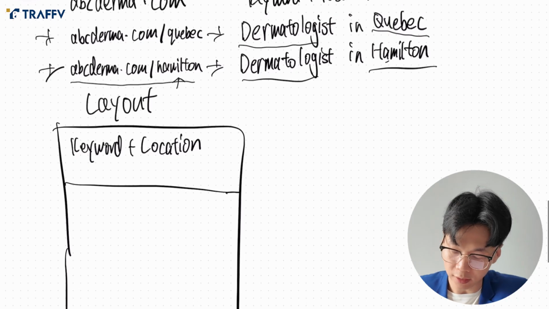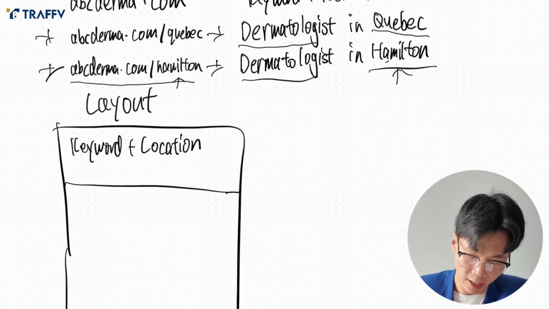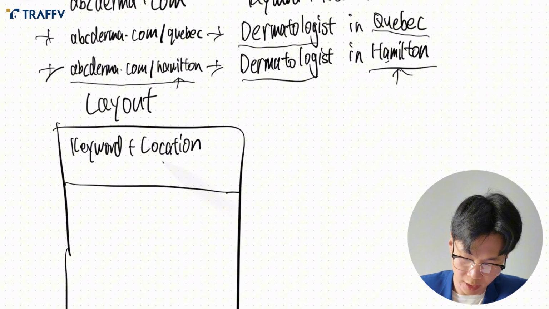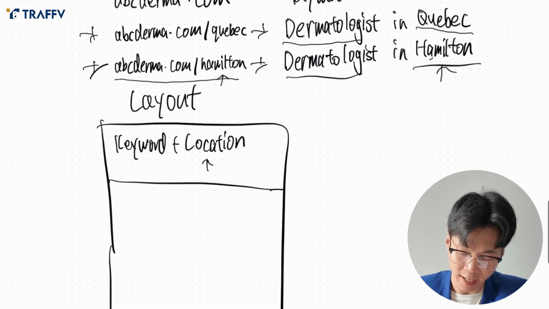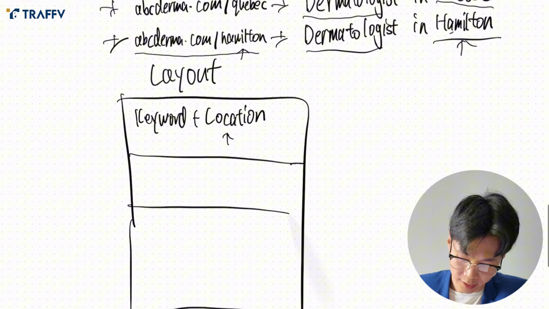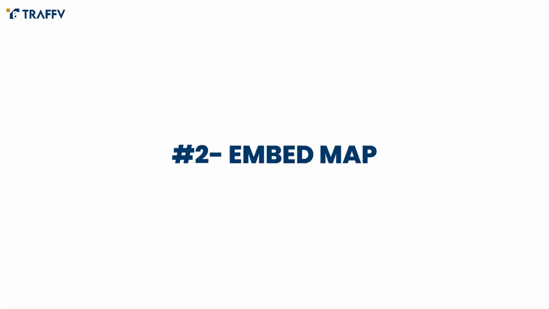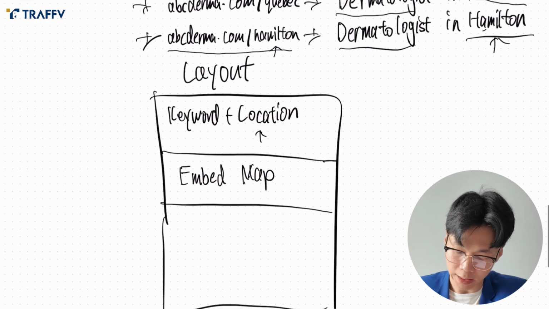Because on the site setup, you already have the site setup for this location. On the page title element, you already have this. And then on the page itself, you want to have the main keyword in the location. Right? So you want to have this keyword plus location. The second important element you need to have here is you need to embed your clinic's location here. Okay, so include in the map of your location on this page itself.